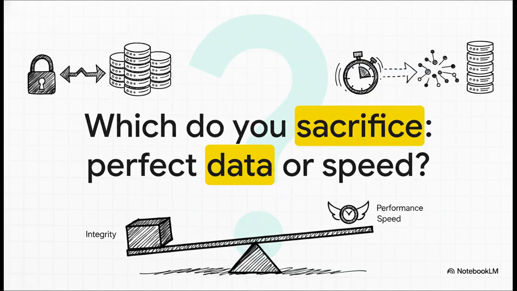Which leaves us with this final, incredibly difficult scenario. You are the architect. Your primary reporting dashboard is painfully, unacceptably slow and is frustrating all your users. But your core data absolutely must be perfectly accurate and consistent. When push comes to shove, which do you sacrifice? Do you sacrifice speed to maintain perfect integrity? Or do you sacrifice strict rules to give the users the performance they demand? It's the ultimate push and pull of database design.